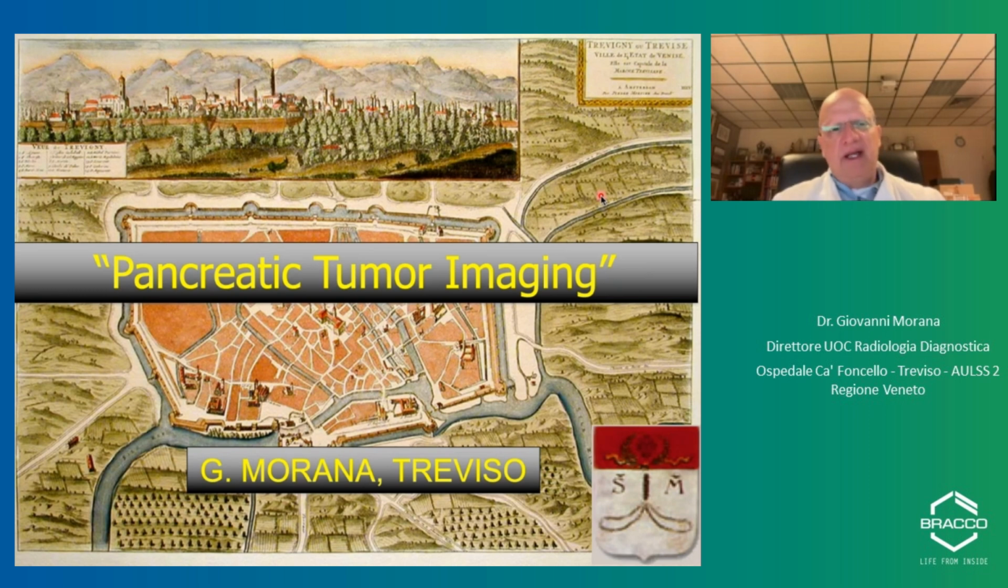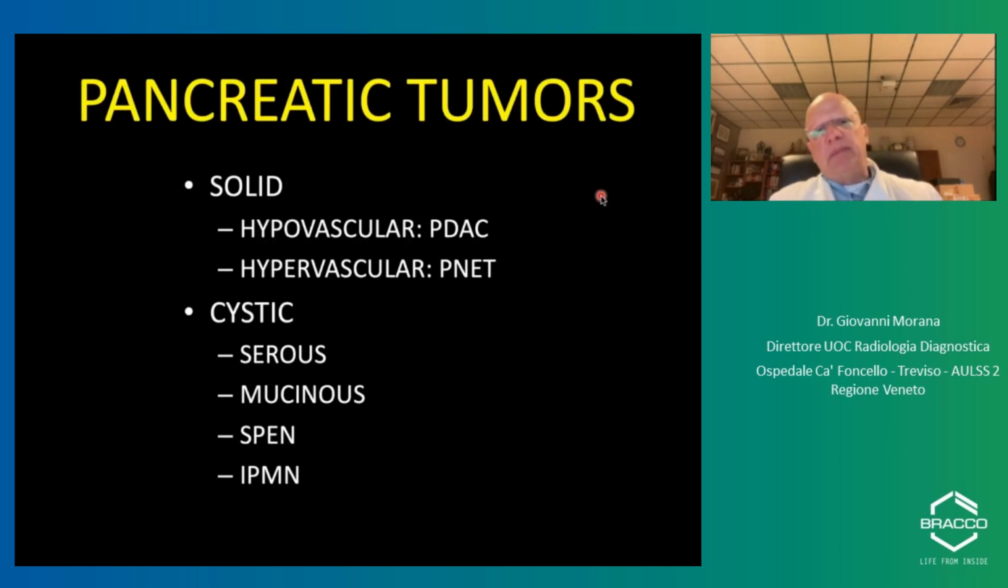Hope next time. And I've been invited to talk about pancreatic tumor imaging. When dealing with pancreatic tumors, we can distinguish between solid and cystic tumors. Hypovascular tumors are mostly represented by pancreatic ductal adenocarcinoma. Hypervascular lesions are mostly represented by neuroendocrine tumors, and cystic tumors, either benign, such as serous, borderline or malignant, such as mucinous, SPEN, and IPMN.